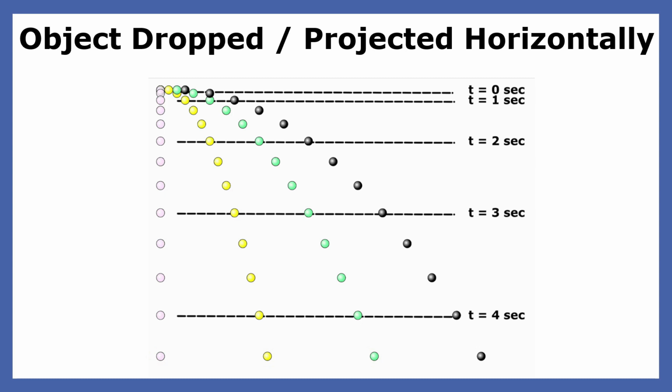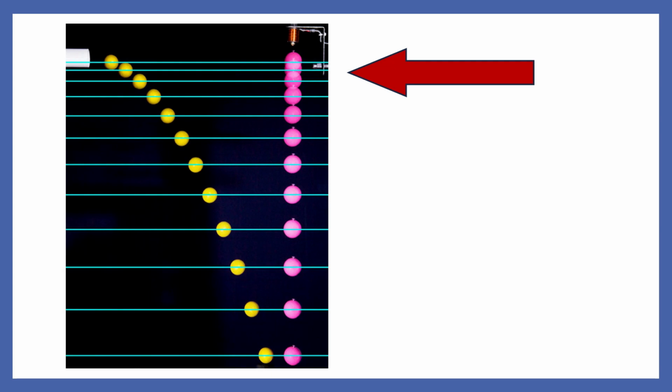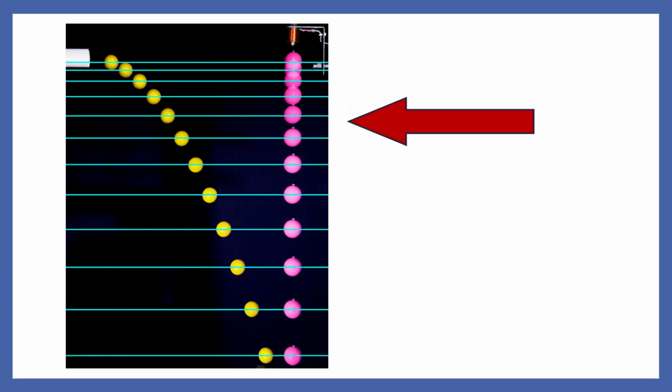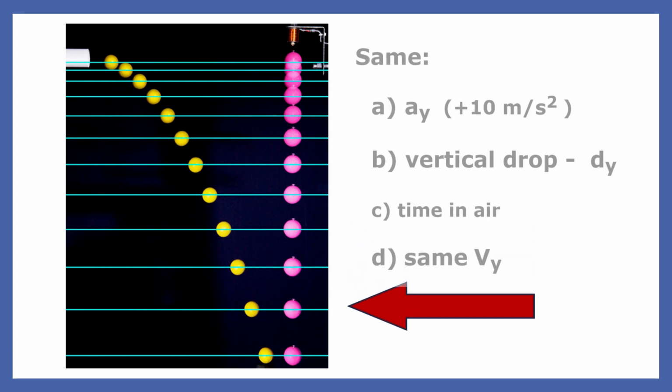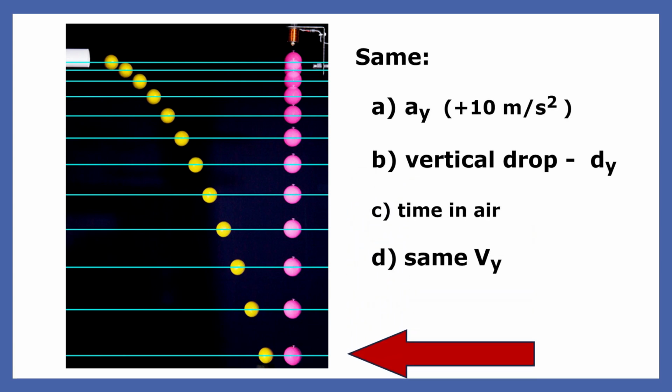First, they all have an initial vertical velocity of 0. The only force on both spheres is the vertical force of gravity. For every second they are in the air, they have the same vertical position, vertical velocity, and vertical acceleration, that is negative 9.8 meters per second squared. And the most important thing to remember is that all the spheres hit the ground at the same time.